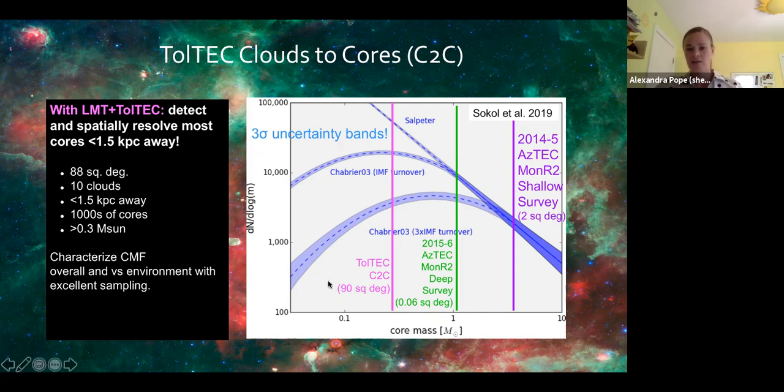And here's an example of the science you can do here in terms of measuring the core mass function. You can see different predictions for different mass functions here. Here's a limit that was put from a previous AzTEC survey on the LMT in early science mode. Here's a deeper limit in slightly later AzTEC data, and here's where the clouds to cores survey is going to go down. So it's really down deep enough in the core mass function to be able to probe variability and differences here.